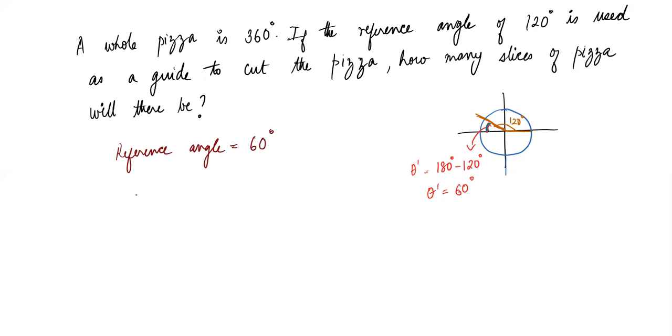The entire pizza is 360 degrees, right? The whole pizza. So if you were to divide this by 60 degree marks, do 360 over 60, that gives you 6. So that means there will be 6 slices of pizza. You cut the pizza into 6 equal slices because you measured the reference angle of 120 degrees to be 60 degrees. And so each pizza slice will be 60 degrees. Yeah. And so that's kind of an application.